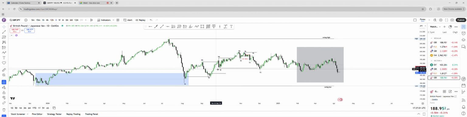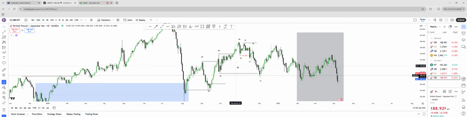Okay. Now, unfortunately, market pull back to somewhere here. It failed to come here. And what did market do?